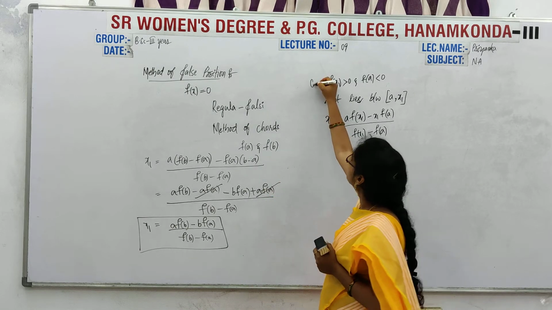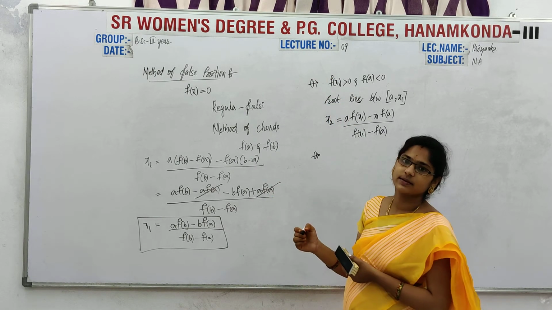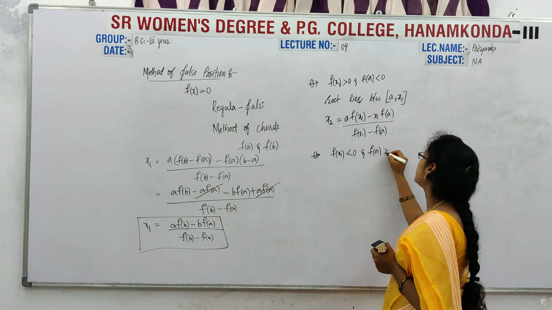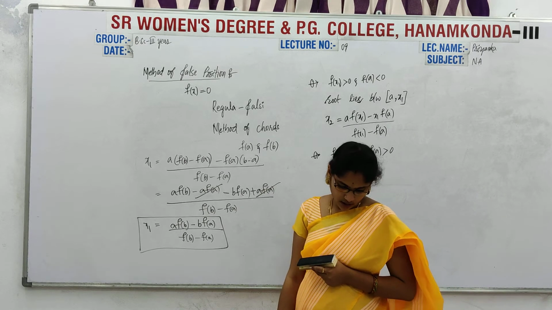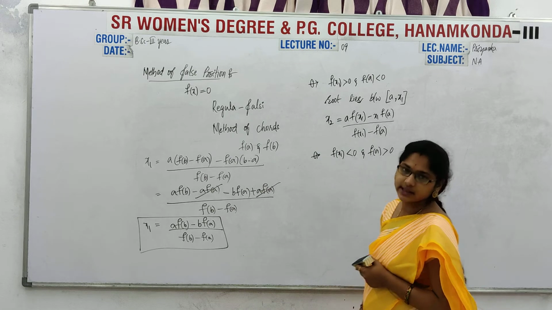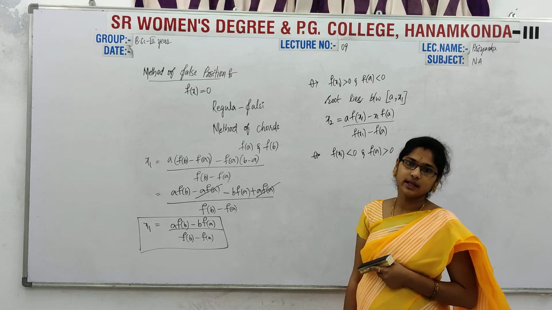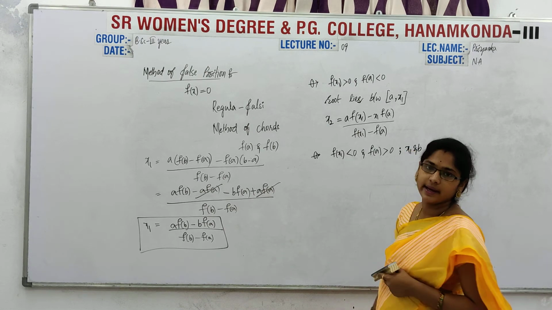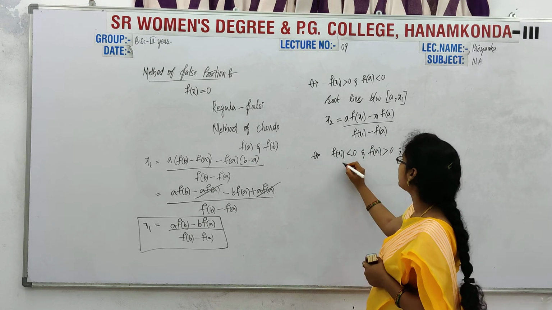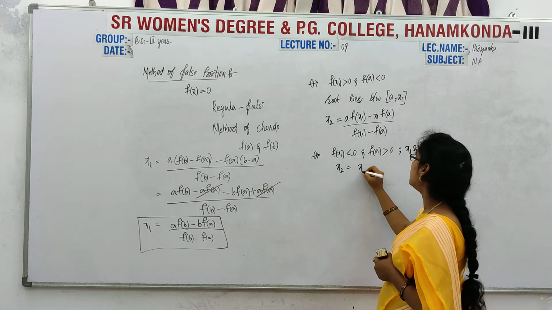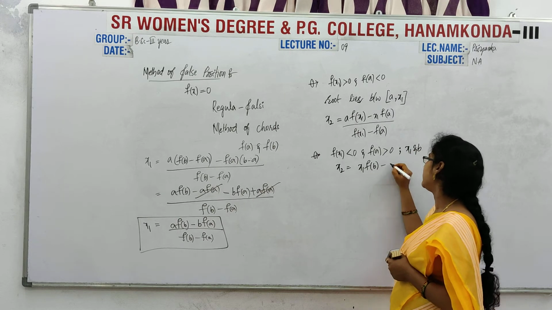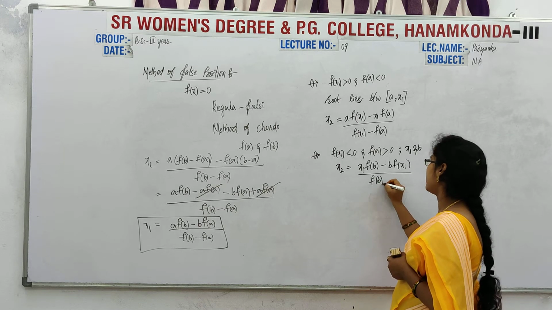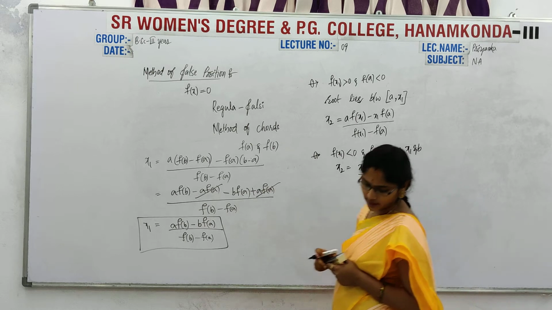Okay, next line write down. I said two cases. Now I am giving the two cases' formulas. If f of x1 is less than 0 and f of a is greater than 0, then the root lies between x1 and b. Then what we have to do? We have to replace a with x1. Then x2 equal to x1 into f of b minus b into f of x1, by f of b minus f of x1. Okay.